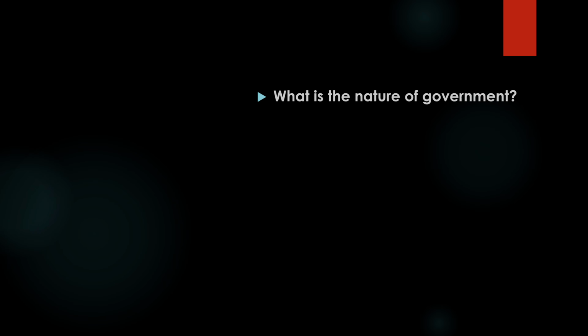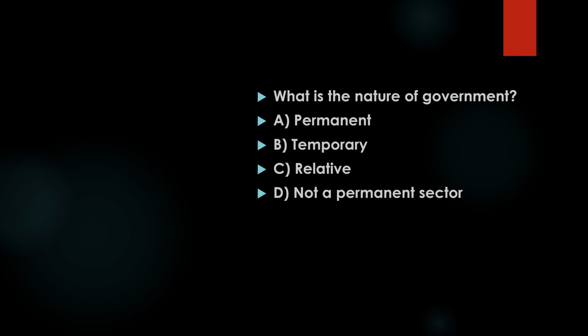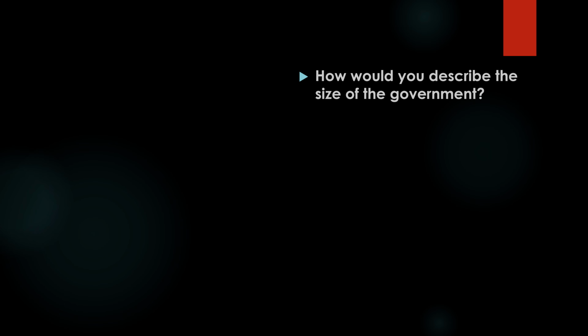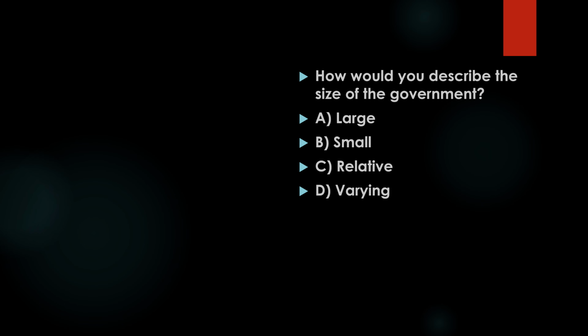What is the nature of government? Permanent, temporary, relative, not a permanent sector. Answer D, not a permanent sector. How would you describe the size of the government? Large, small, relative, varying. Answer B, small.